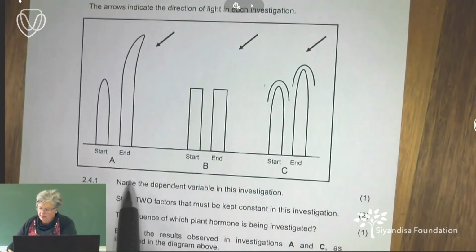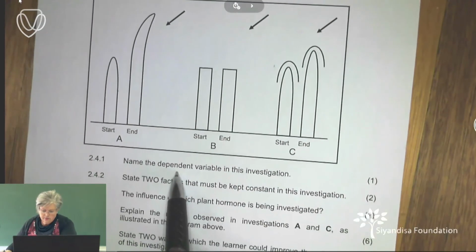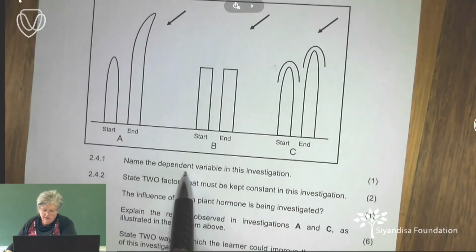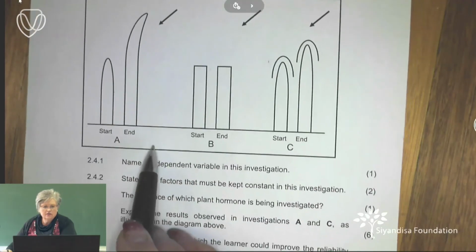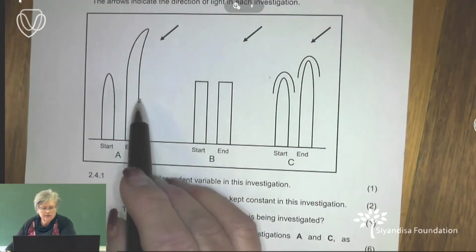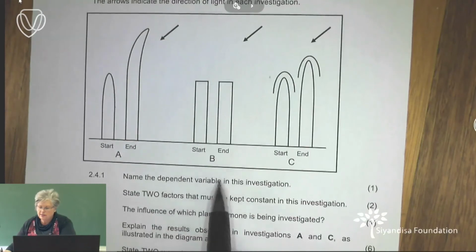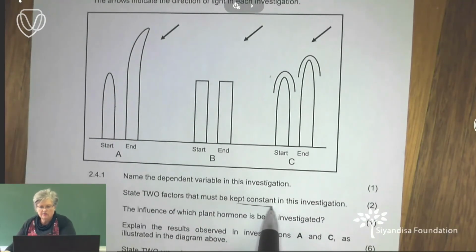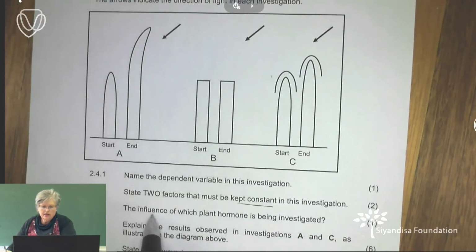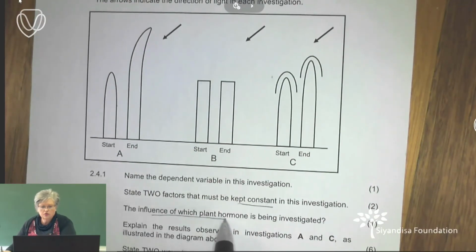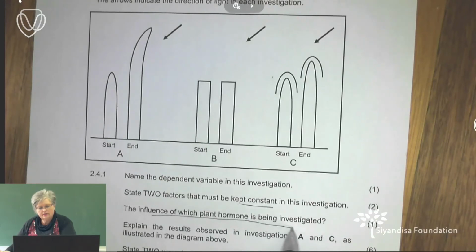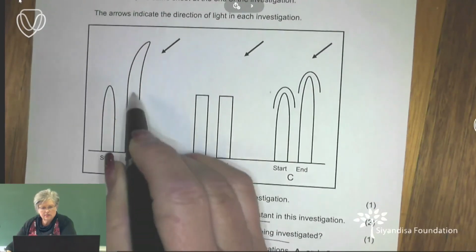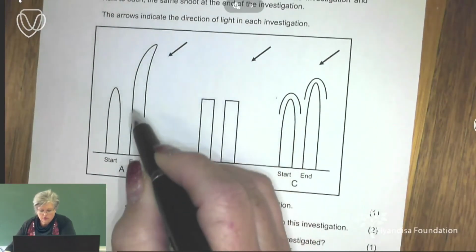Name the dependent variable. What is the dependent variable of this investigation? The growth of the plant shoot. That is the dependent. State 2 factors that must be kept constant. Same plant, same environment. The influence of which plant hormone is being investigated? The plant hormone, auxins, because auxins make the plant grow.